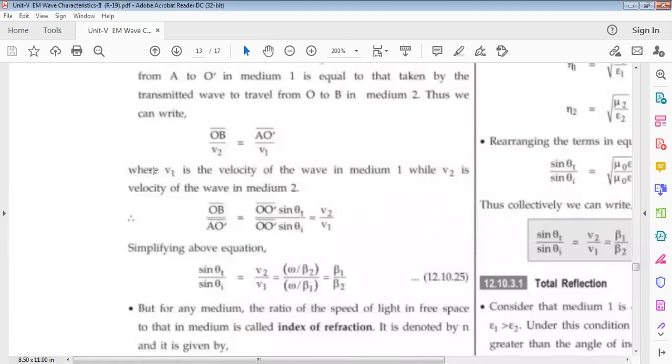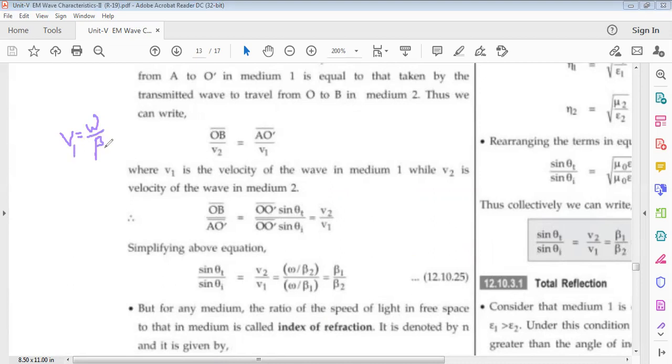So that is V2 by V1, where V1 is the velocity of the wave in medium 1 and V2 is the velocity of the wave in medium 2. That is V2 by V1 equals sine theta T by sine theta I. Simplifying the above equation, sine theta T by sine theta I is equal to V2 by V1. What is V? V is equal to, we know, omega by beta.